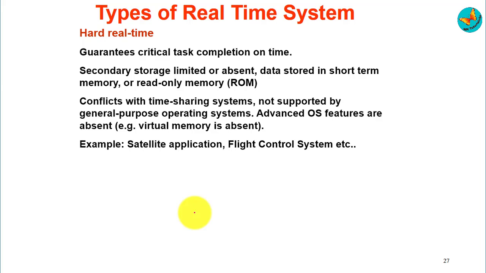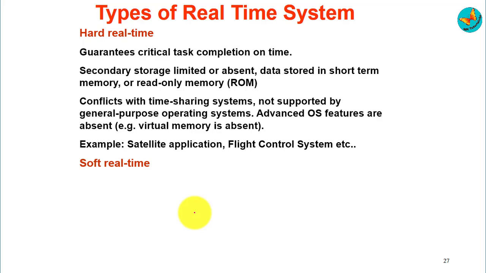Real-time examples could be the satellite application or the flight control system, where the system has to give a response within a finite amount of time. One more real-time example I could give is the recent launch of ISRO to Mars, isn't it? So there the rover was supposed to land on Mars, which unfortunately didn't materialize, but this is also one example of a hard real-time operating system.